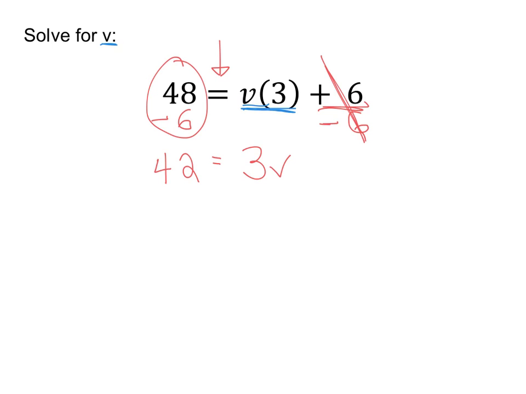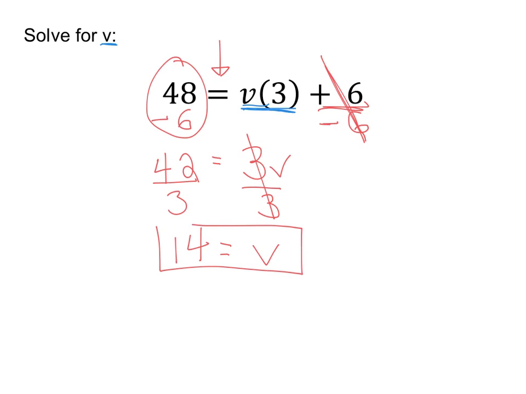So in order to get the v by itself, I have to do the opposite of multiplying, which is to divide. So I want to divide by 3 from the right, okay? And again, if I do something on the right side, I got to do it on the left side. These 3's cancel, I get a v by itself, and punching into my calculator, I have 42 divided by 3 gives me 14. Okay, hopefully that made sense.